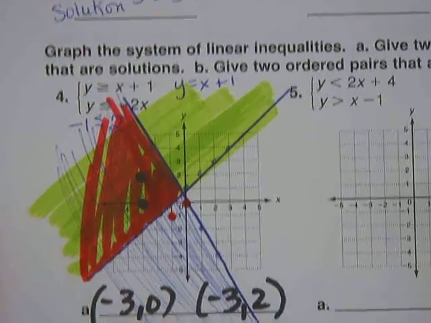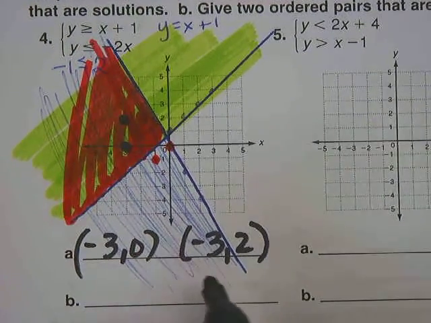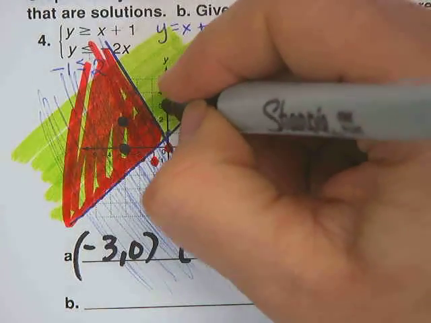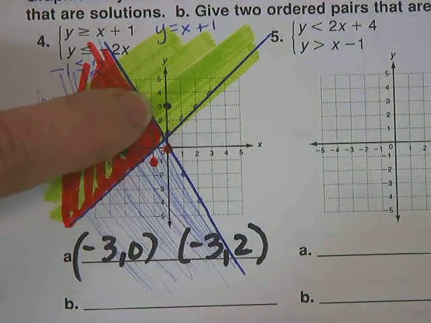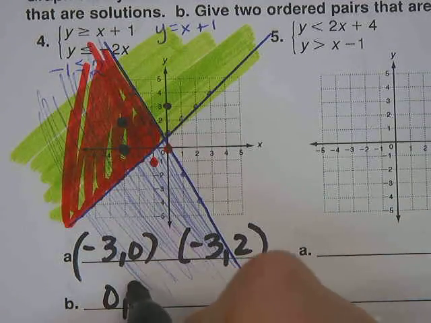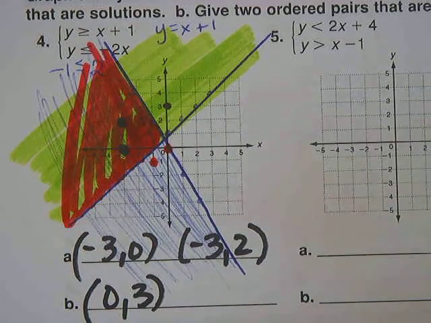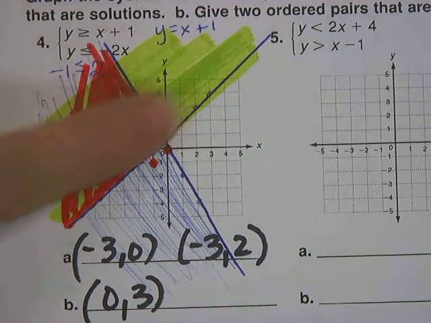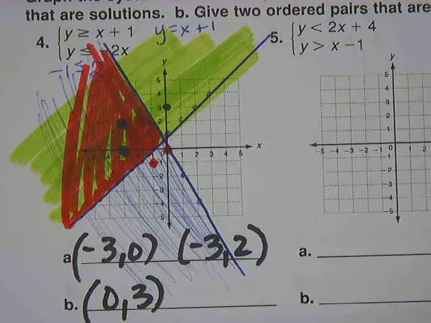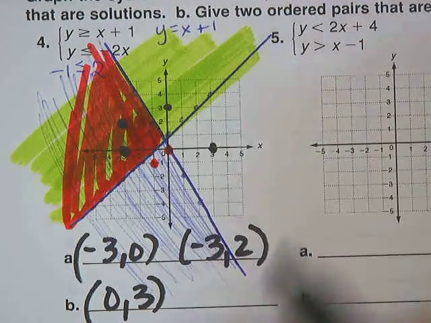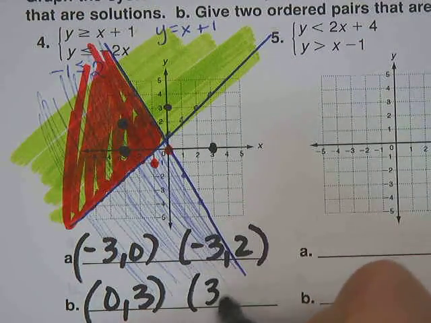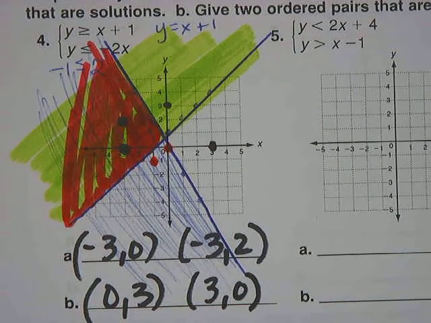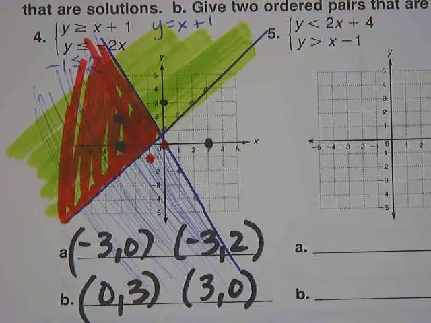Negative 3, 2 is a solution. And I just picked any 2 points here. Then for part B, they want you to pick 2 points that are not in the solution set. So if you look up here, 0, 3 is not in the solution set because it only works for one of the inequalities. It's in one of the regions, this green region, but it's not in the intersecting region. Or this point out here, 3, 0, that's not going to be in the solution set because it's not in the shaded region.